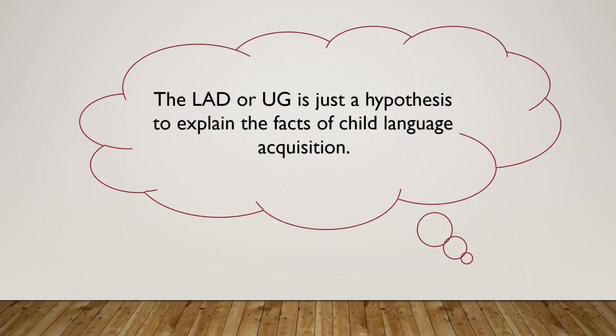Here, I'd like you to keep in mind that the language acquisition device or universal grammar is just a hypothesis in order to explain the facts of child language acquisition. If we hypothesize such a mechanism, everything appears to make sense.